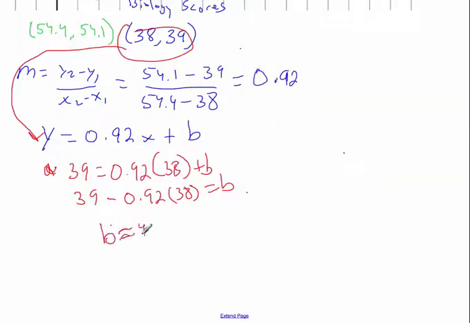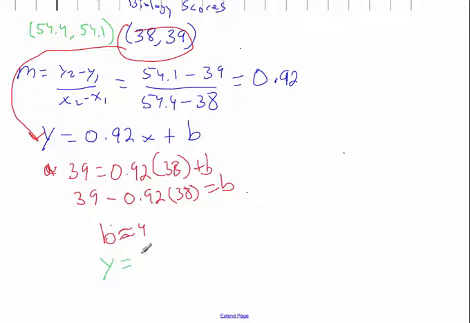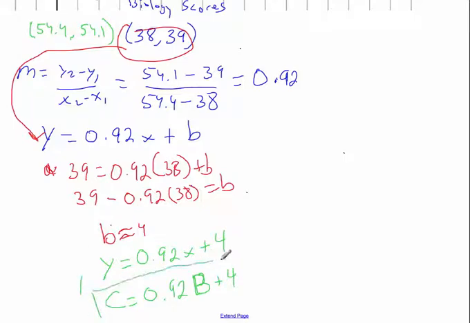b approximately equals 4. So the equation of our line is y equals 0.92x plus 4. Or if you want to, you could say the y is the vertical axis, so we have chemistry. Chemistry score equals 0.92 times the biology score plus 4. So this is a way of calculating the chemistry score, or an estimate of the chemistry score if the biology score is known. Alright, so let's check out another example.